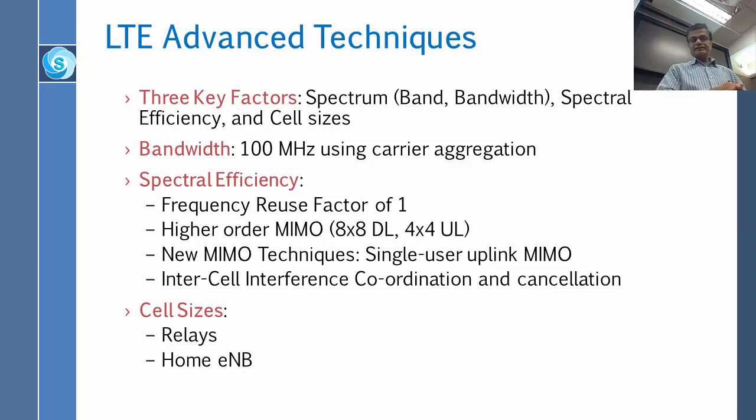New MIMO techniques. They have some new MIMO techniques that we will talk about. Inter-cell interference, coordination, and cancellation. We will talk about all of these. These are the new features that they have developed to increase the efficiency. And the cell sizes are multiple sizes, so they have relays like we saw before in 11s. We had the main access point and the relays. So we have those, and then we have something inside the home called home eNB. eNB is the evolved node base station. So home eNB and relays. All of these things are the techniques.